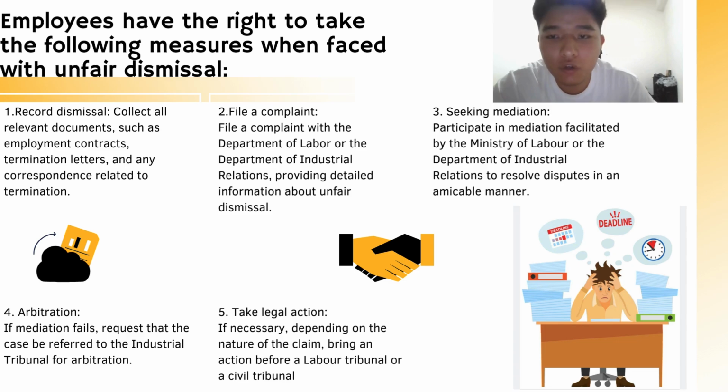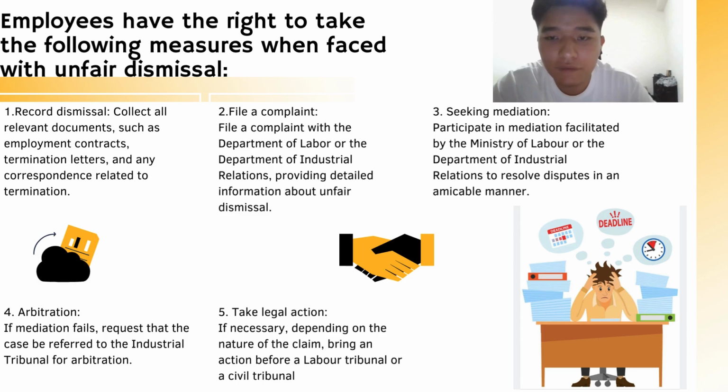The fourth is the labor court. The labor court handles disputes relating to wages, improper deductions, and other monetary claims under the Employment Act 1955. If an employee believes that the dismissal involves the non-payment of wages and benefits, they can file a claim with the labor court.